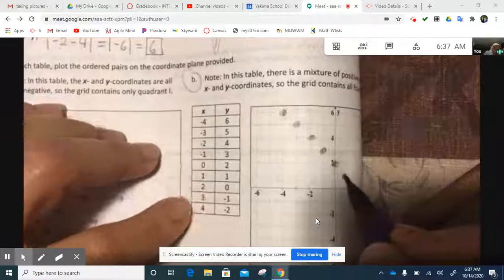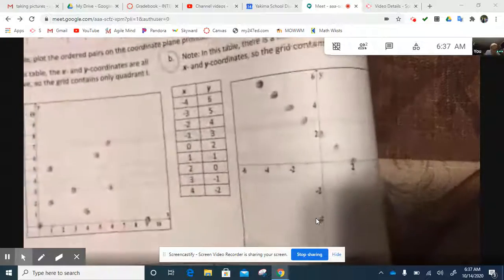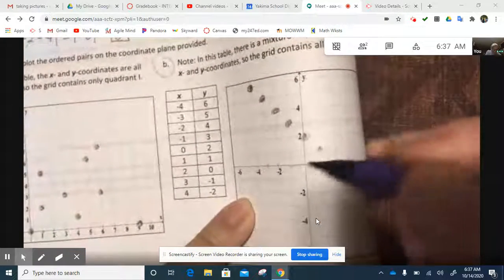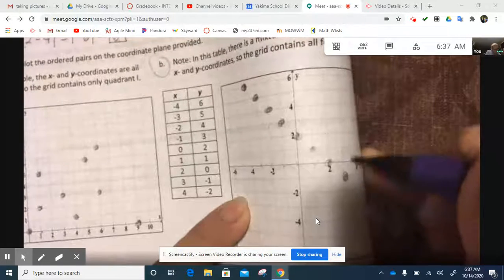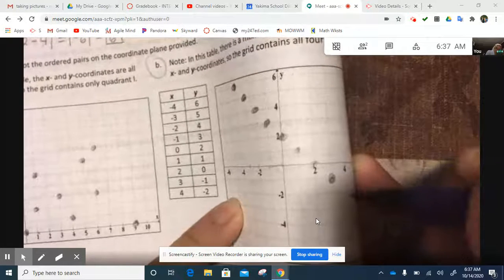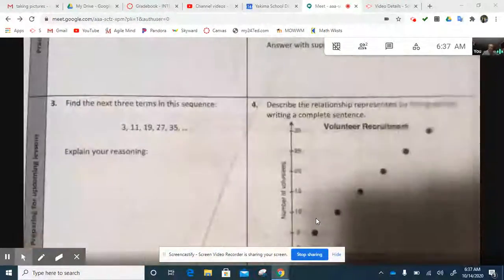1, 1, 2, 0, over to 3, down to -1, and over to 4, and down to -2. All right, that's 120, and that's it for that lesson.